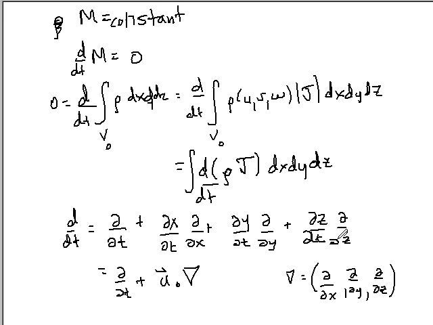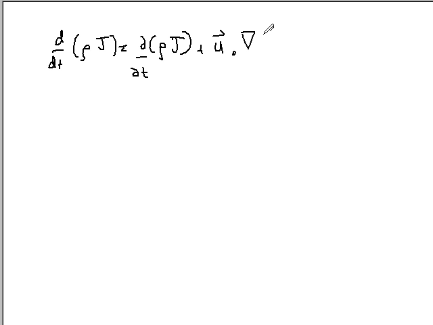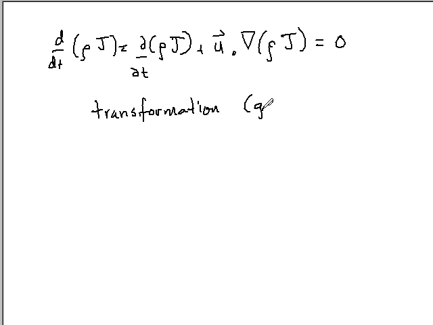Okay, so now what we have is that this total derivative, d by dt of rho J, is the partial with respect to t of rho J plus u dotted in with the gradient of rho times J equals 0. So this actually tells you how the mass evolves. So the transformation, which is really the geometry, how the geometry is changing in time, gives you one of the equations of motion.